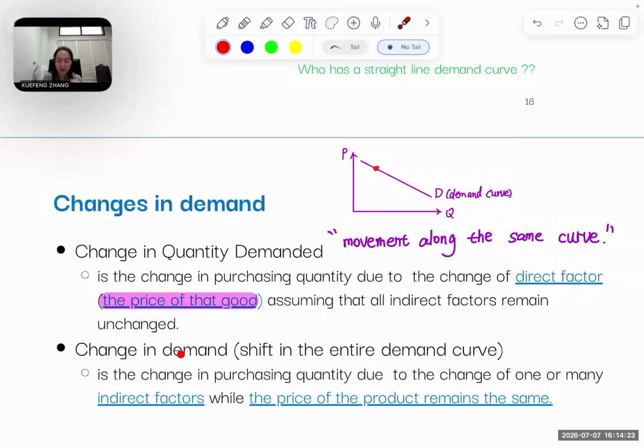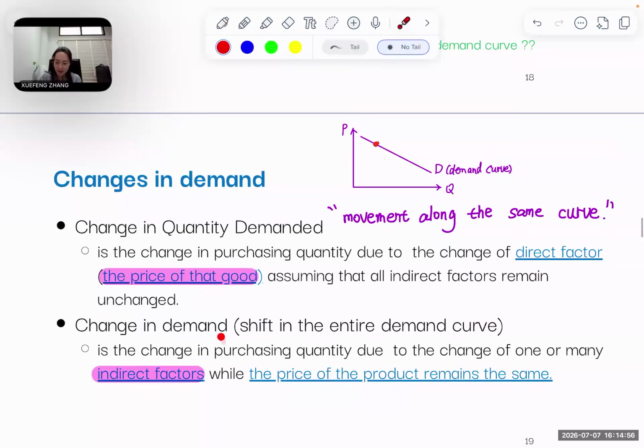And next one, we have change in demand. This is a shift in the entire demand curve, left or right. Okay, let's see. Is the change in purchasing quantity due to the change of one of many indirect factors, while the price of the product remains the same? Okay, so here are indirect factors. This happens when something other than price changes, okay? Like income, tastes, season, expectations, right?